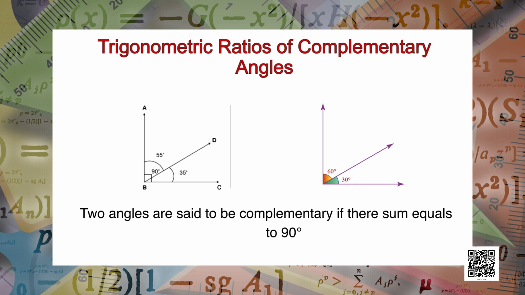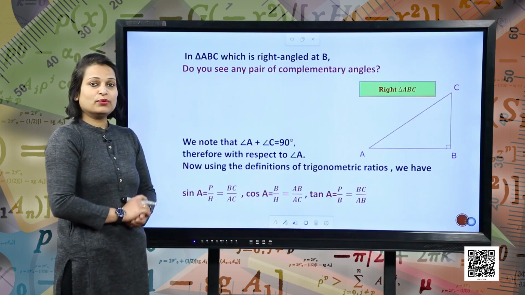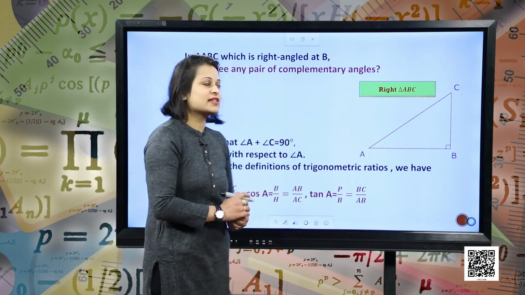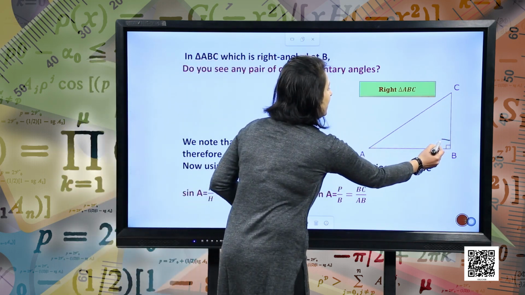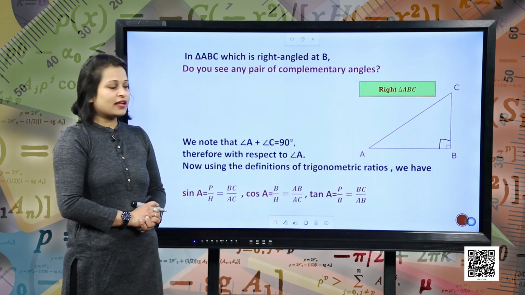As you can see, 55 degrees plus 35 degrees will give you 90 degrees, and 60 degrees plus 30 degrees will give you 90 degrees. So we are going to discuss the trigonometric ratios of complementary angles. For this, we have to consider a right angle triangle right angled at B. Now can you see any pair of complementary angles?